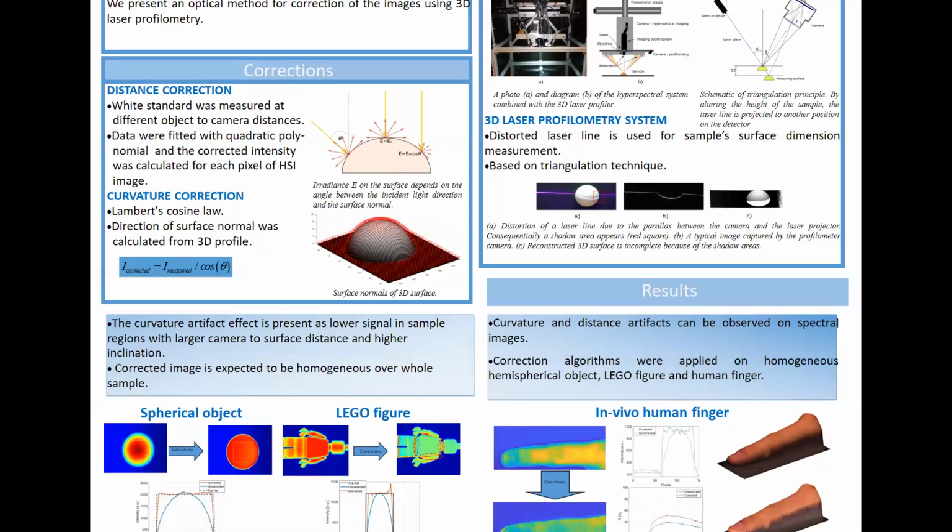As you can see on the image here, the irradiance on the surface depends on the angle between the incident light and the surface normal. In the end, we would like the result to be as if the sample were illuminated from the perpendicular direction to the surface, as is the case here. This is why we use curvature correction. Firstly, surface normals are calculated from the three-dimensional profile of the sample. Then the inclination angle is calculated and used in Lambert's cosine law, which is written right here. This is how we get our corrected intensity.